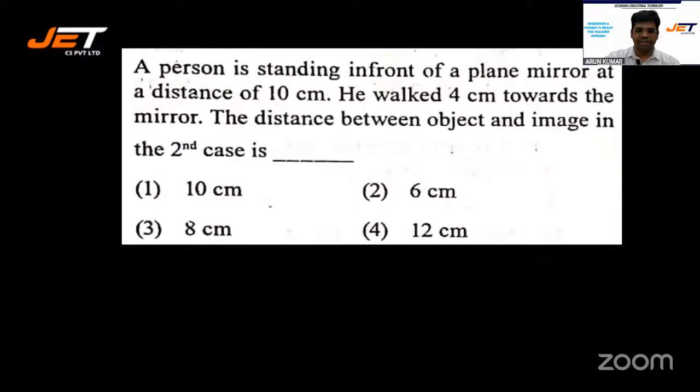Alright, here it is. A person is standing in front of a plane mirror at a distance of 10 centimeters. He walked 4 centimeters towards the mirror. The distance between object and image in second case is... Distance between object and image, he is asking, not the mirror and image. Object and image.